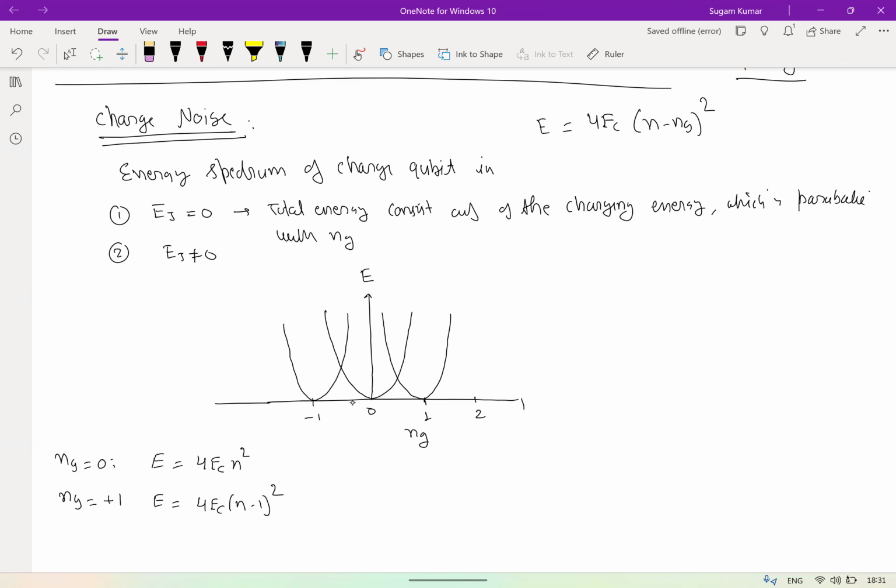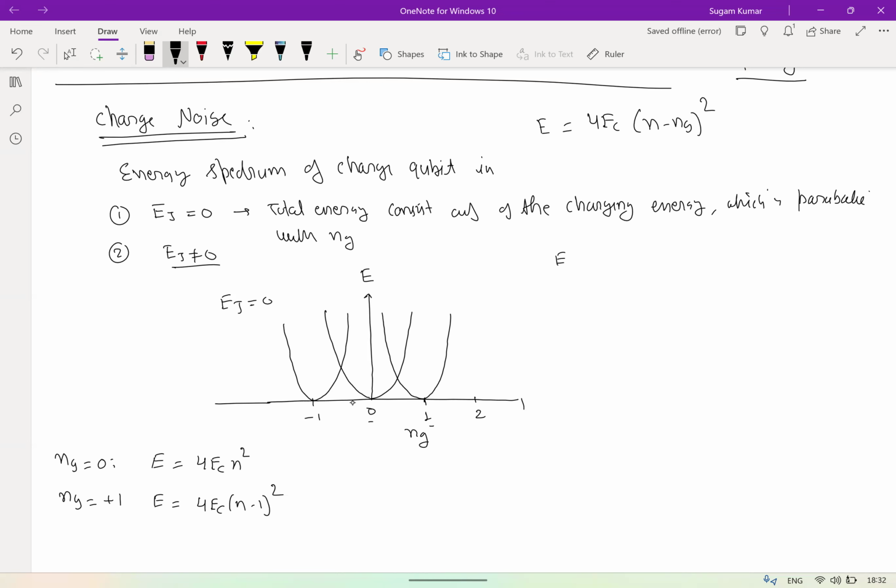And in this case, you have a different number of Cooper pairs on the island. For example, 0 means 0 extra Cooper pairs, 1 means 1 extra Cooper pair, 2 means 2 extra Cooper pairs. You will get this parabolic energy. Charging energy will be different. In this case, the charge state on the island will be definitely 0, 1, minus 1, and so on, and they are completely independent. This is the case for EJ equal to 0.